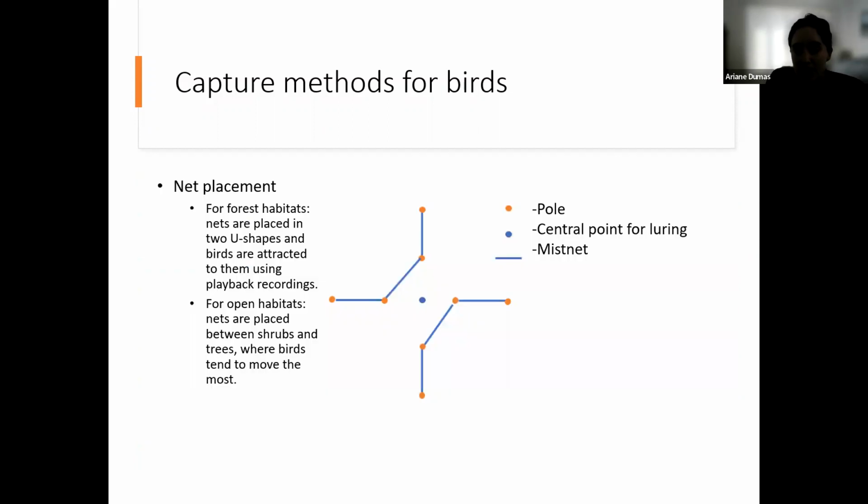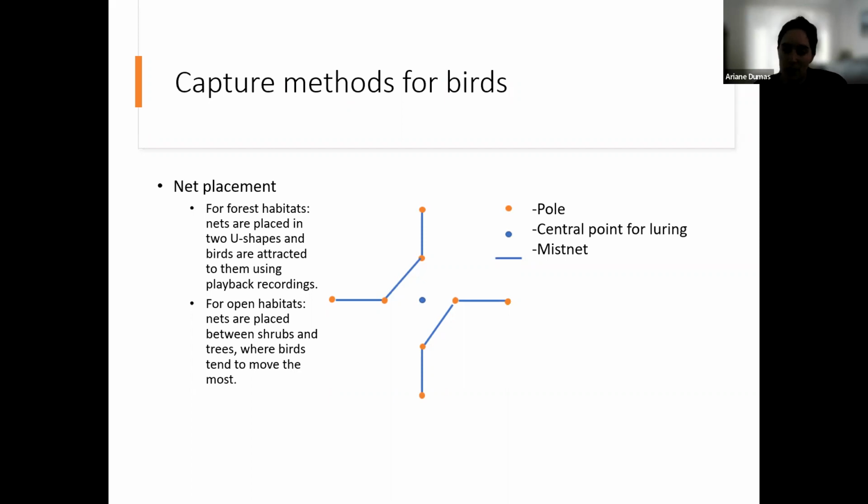Normally the mist nets are used in rather open or shrubby environments, as we were seeing in the previous picture. In that case, it's quite easy to capture the birds. We position the nets in strategic places where the birds will fly. So we position the nets between two trees or shrubs, and birds will pass by and get caught.